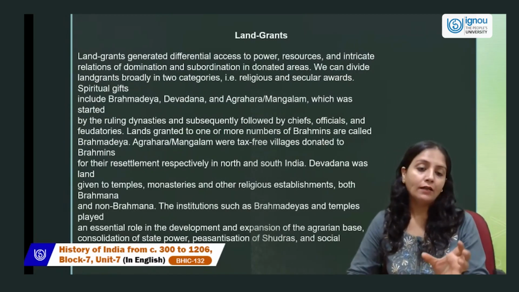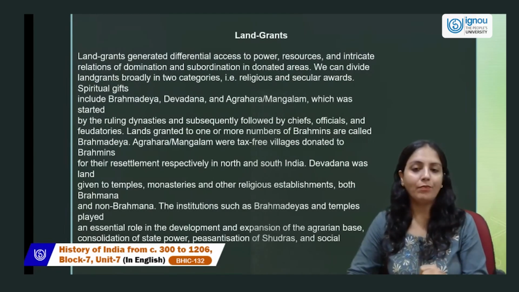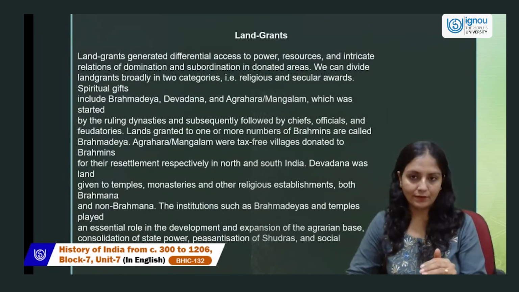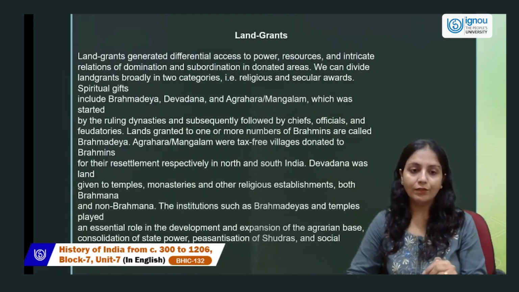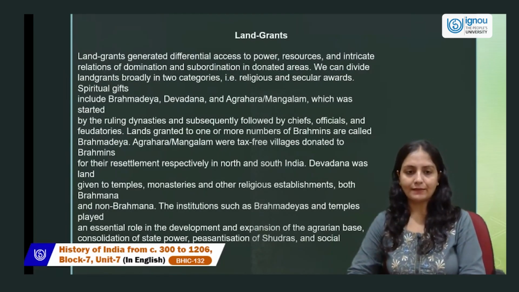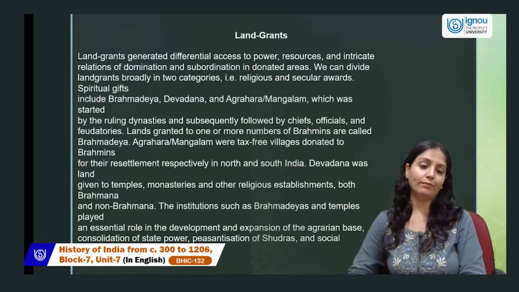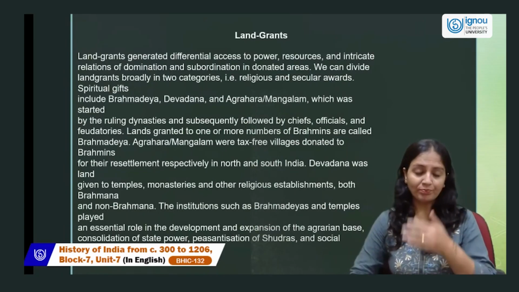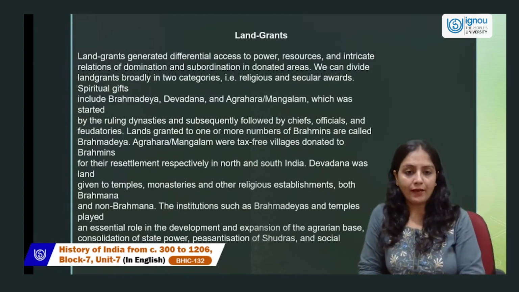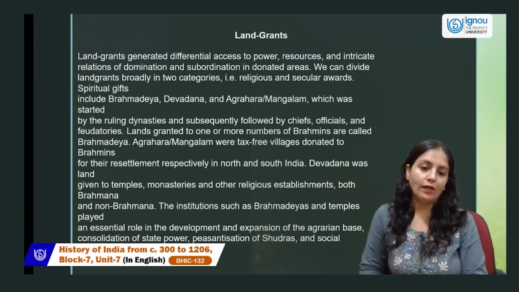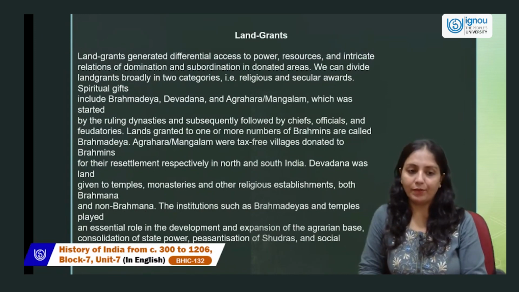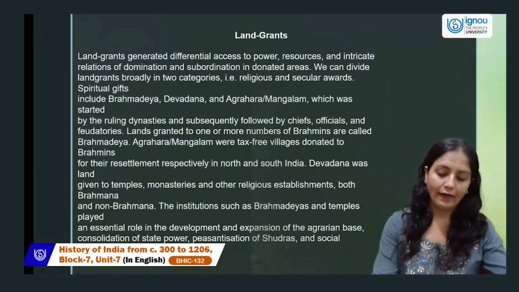Yes, these were the land grant types. Land given to Brahmins, such as Agrahara and Brahmadeya. Agrahara was a tax-free village donated to Brahmins. And Devadana was land given to temples and monasteries, to Brahmins and non-Brahmins both. At that time, Brahmadeyas and temples played a very essential role in the expansion of the agrarian base and consolidation of power.